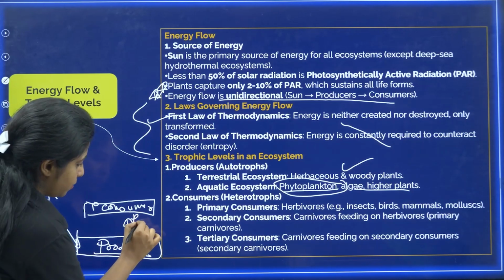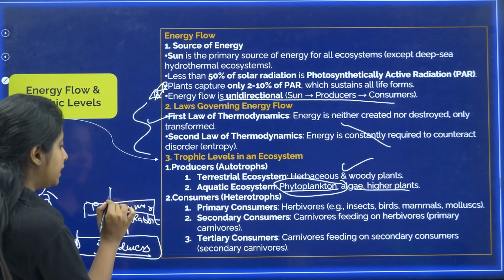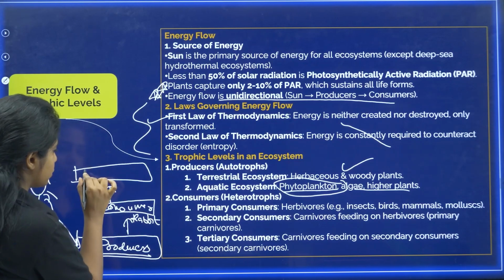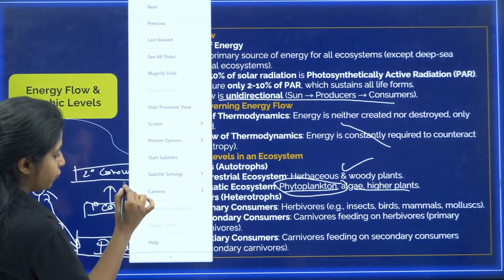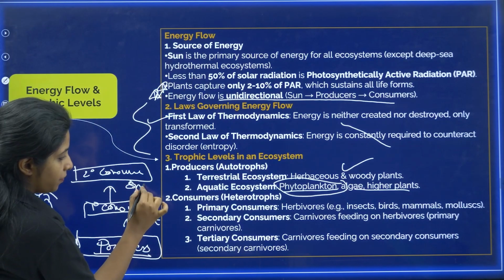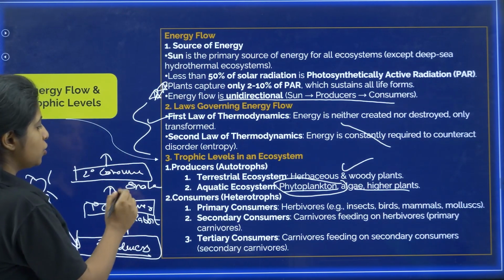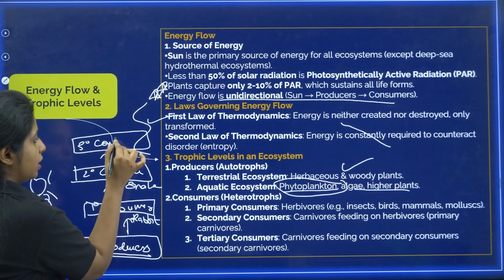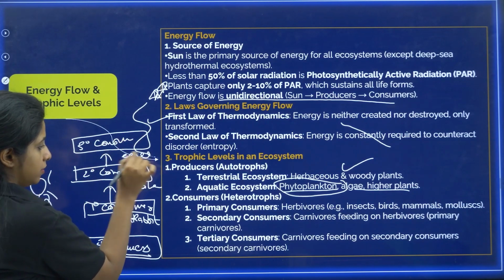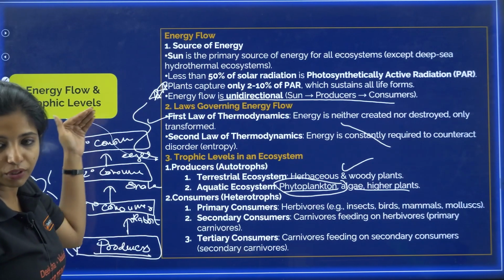Suppose this is a rabbit. Now, primary consumers are eaten up by the secondary consumers. Who are those? For example, I take it as snake. This is the secondary consumer. Then the secondary consumer is eaten up by the next consumer, which is the tertiary consumer. Let's take it as eagle. You get it? This is how it goes.